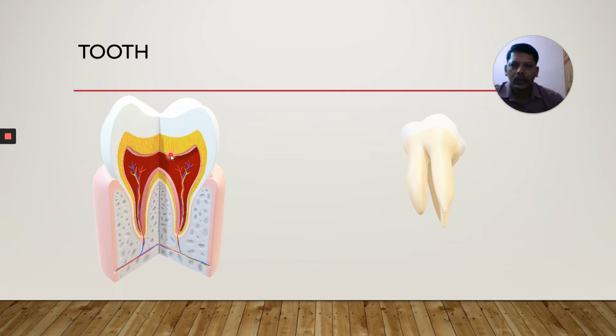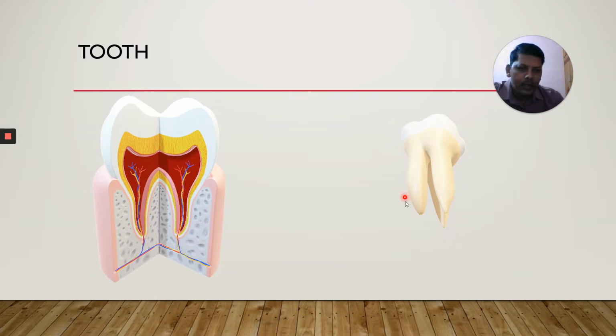This is the structure of the tooth. This is the cross section. You can observe two parts here. This white part is the enamel, and this yellow part is the dentine. This is the pulp cavity. Inside the pulp cavity, you can observe there is a pulp, and it consists of nerves. The yellow ones are nerves, the blue one is the vein, and the other is the artery.